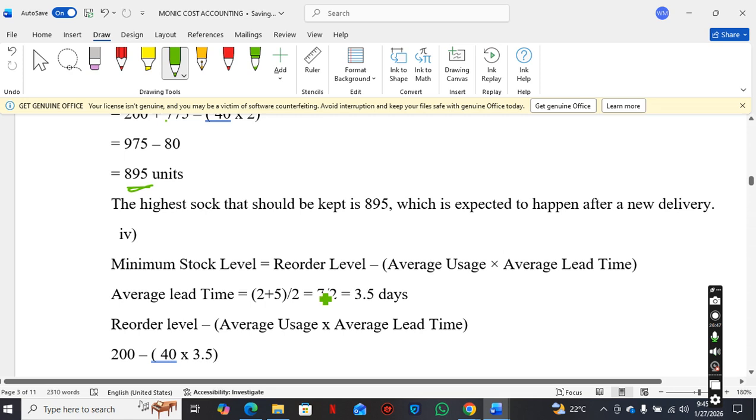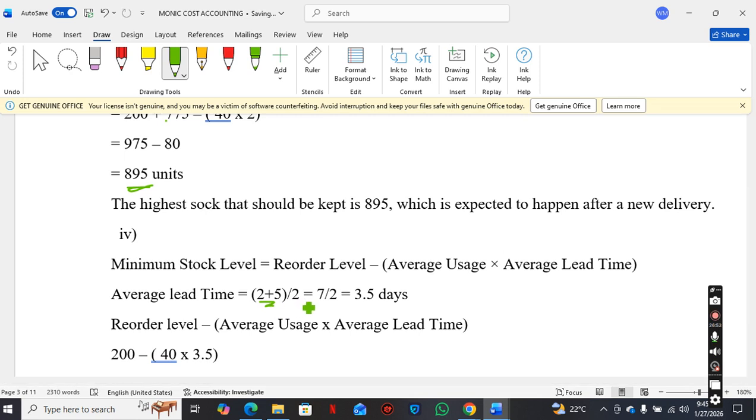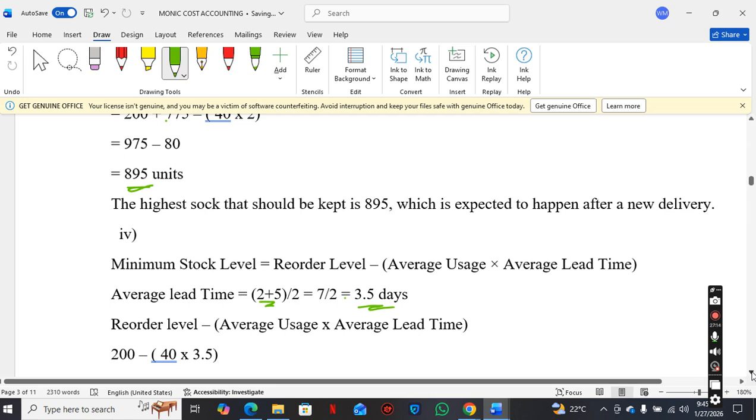Average lead time, since the lead time is between 2 to 5 days, so you say 2 plus 5 divided by 2, you get 7/2, which gives you 3.5 days. That's the average lead time. Any questions?